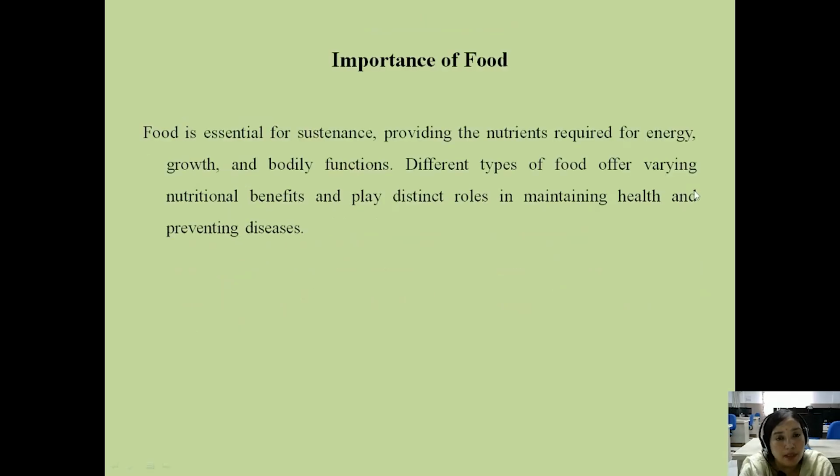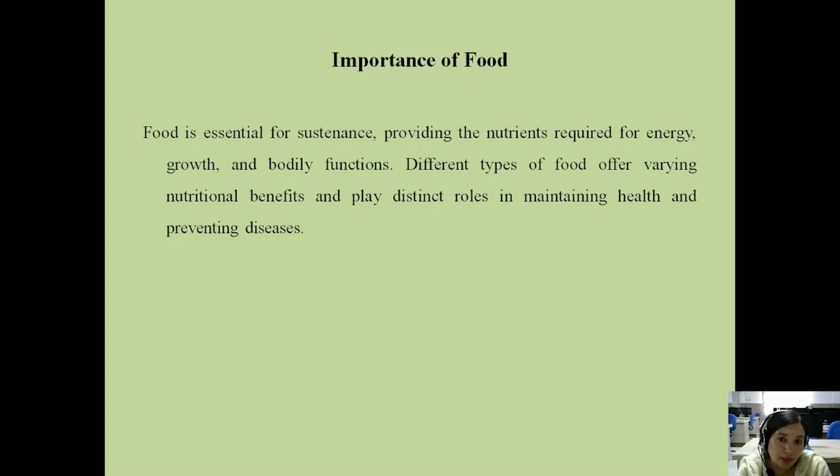Then come to the importance of food. Food is essential for sustenance, for your survival. It provides you nutrition required for energy, growth, and your bodily functions. Different types of foods offer varying nutritional benefits and play a distinct role in maintaining health and preventing disease.